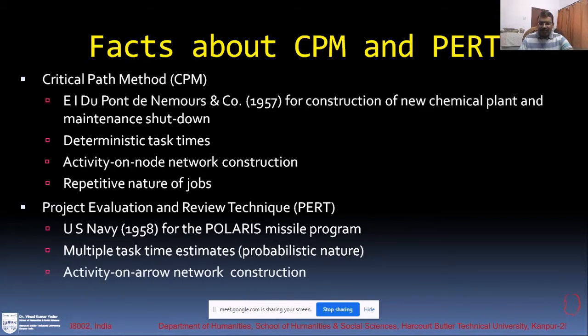Probabilistic nature is very clear. Activity on arrow we will discuss when we discuss PERT. It is for non-repetitive jobs. For example, in missile programs, once one activity is performed, it cannot be repeated to check how much time it took. So to ensure this, you must go with the probabilistic model. This one is called a probabilistic optimization technique.